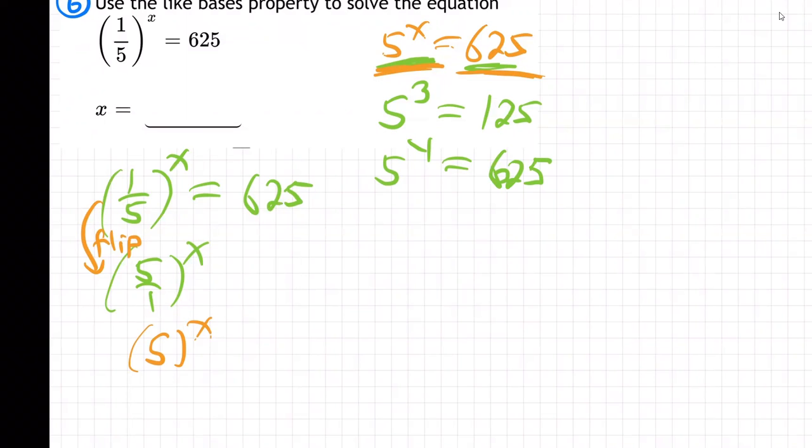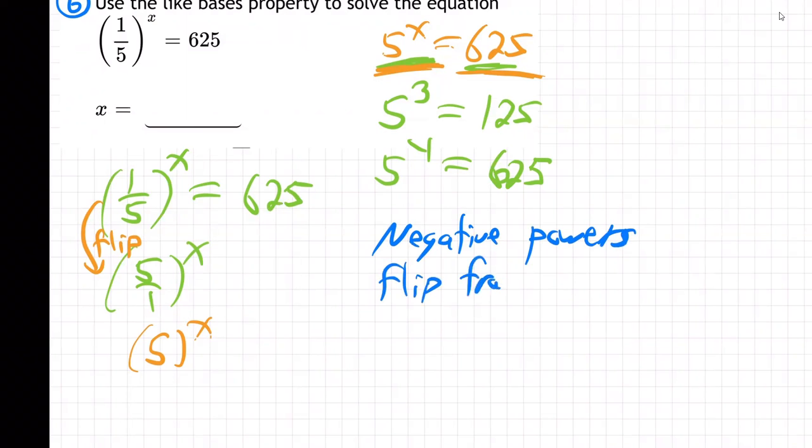So, well, how do you flip it? What flips a fraction? Negative powers. I don't know if you remember that or not. Probably been a little while since we've done it. If you have a negative power, let me just write it for you. Negative powers flip fractions. So therefore, I'm telling you, the answer is -4 and we're done.